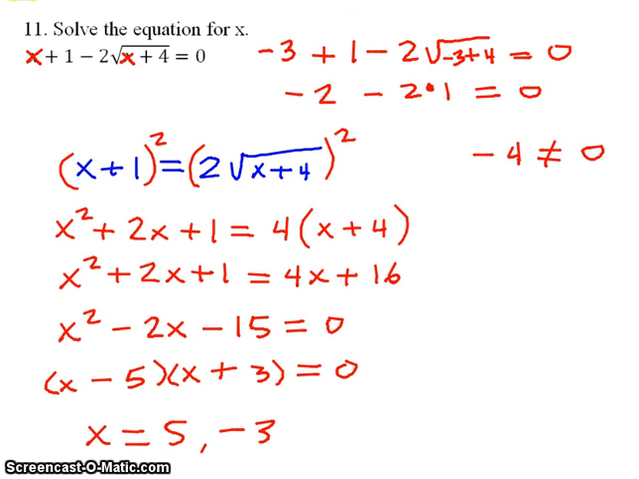Let's see if the negative 3 checks out in the same way. I plugged in a negative 3, and I'm ending up here with a negative 4 is equal to 0, but that's not true. That's no bueno. Negative 3 is not in our solution. It's called extraneous, and we can only use the 5 in our solution.